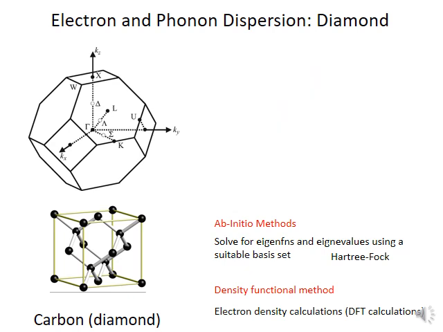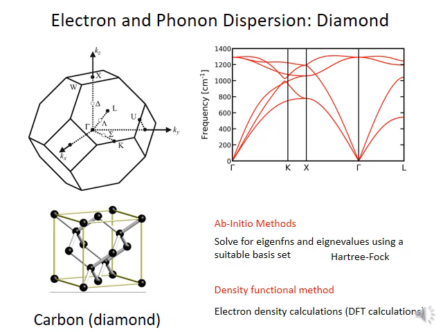Here is a plot of phonon dispersion which has been calculated by one of these ab initio methods for the diamond structure. And it looks something like this. So let's try to decipher what these different lines mean here. You can already see these gamma points here, a gamma point here and a gamma point here. These two points represent the k equals 0 point, which is in the center of your Brillouin zone.